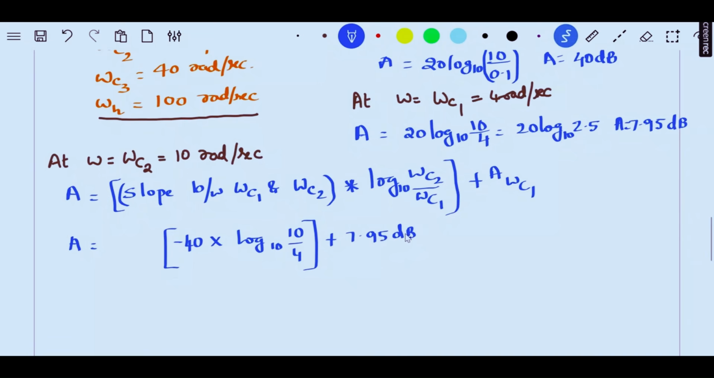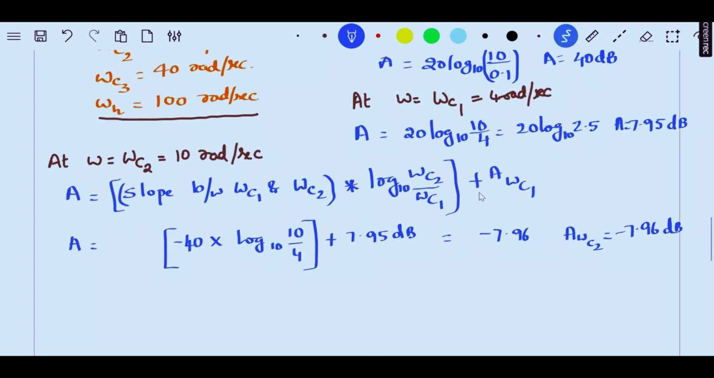7.95 dB. So, if I calculate this using a calculator, what I get here is minus 40 into log of 10 divided by 4, which will give you minus 15.91, and then added with 7.95, it will give you minus 7.96. Okay, so this is your gain at omega C2, which is equal to minus 7.96 dB.